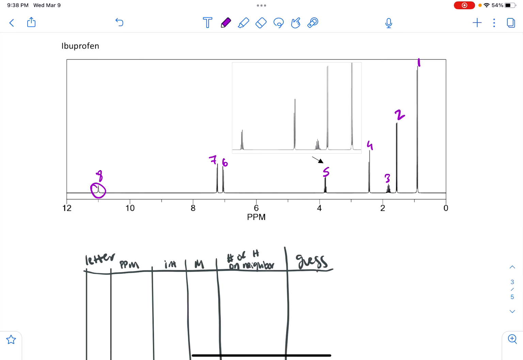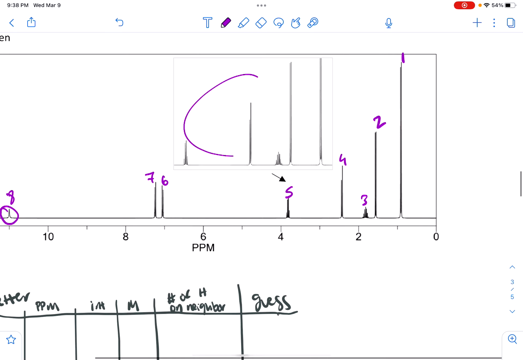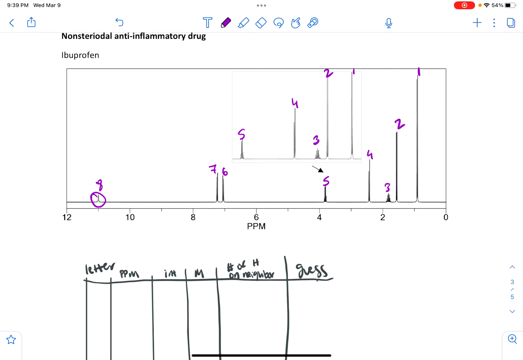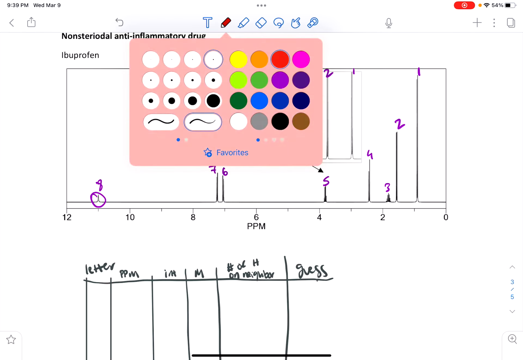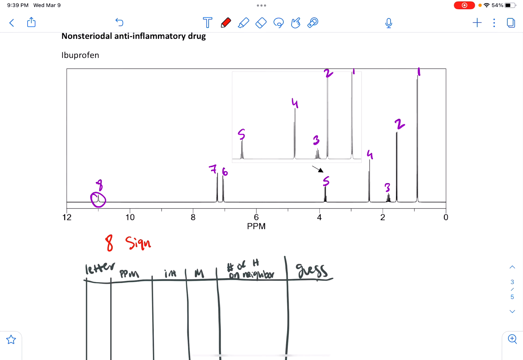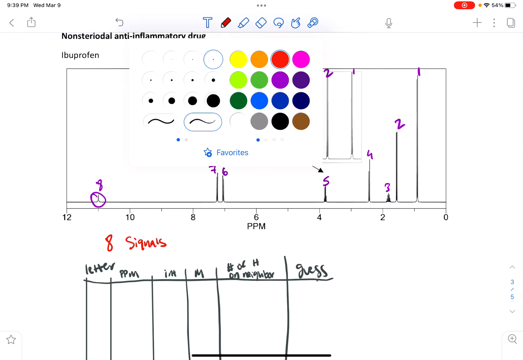And so that is kind of what this looks like. This is just the blown up picture. So this is going to be signal 1, signal 2, signal 3, signal 4, and signal 5, just so that we can see the multiplicity in there. And so after we do that, we can say that we have 8 signals here, so we can verify that later.